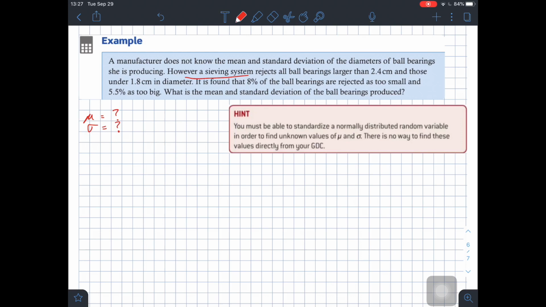It says, however, a sieving system rejects all ball bearings larger than 2.4 centimeters and those under 1.8 centimeters in diameter. It is found that 8% of the ball bearings are rejected as too small and 5.5% are rejected as too big. What is the mean and standard deviation of the ball bearings produced? Okay, so we're given those two pieces of information from which we can create two equations that will let me then calculate the value of the mean and standard deviation.